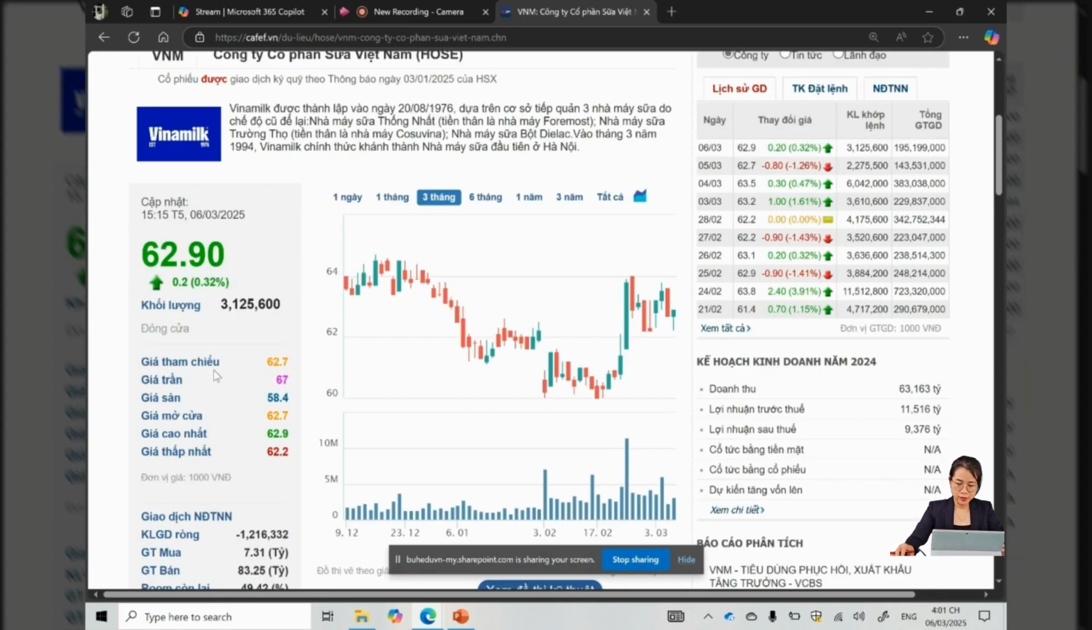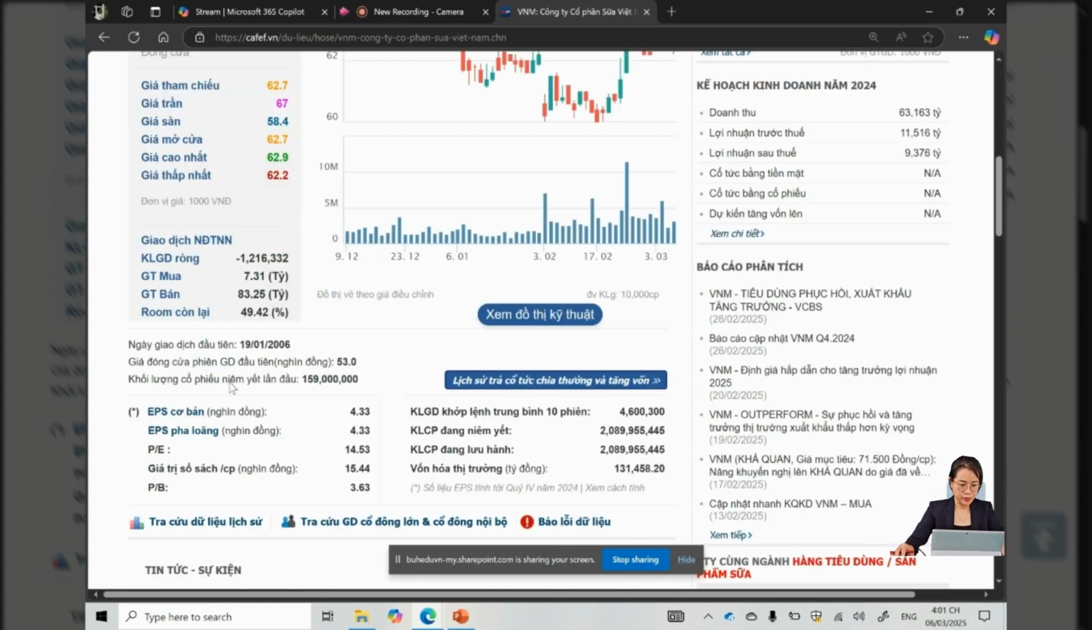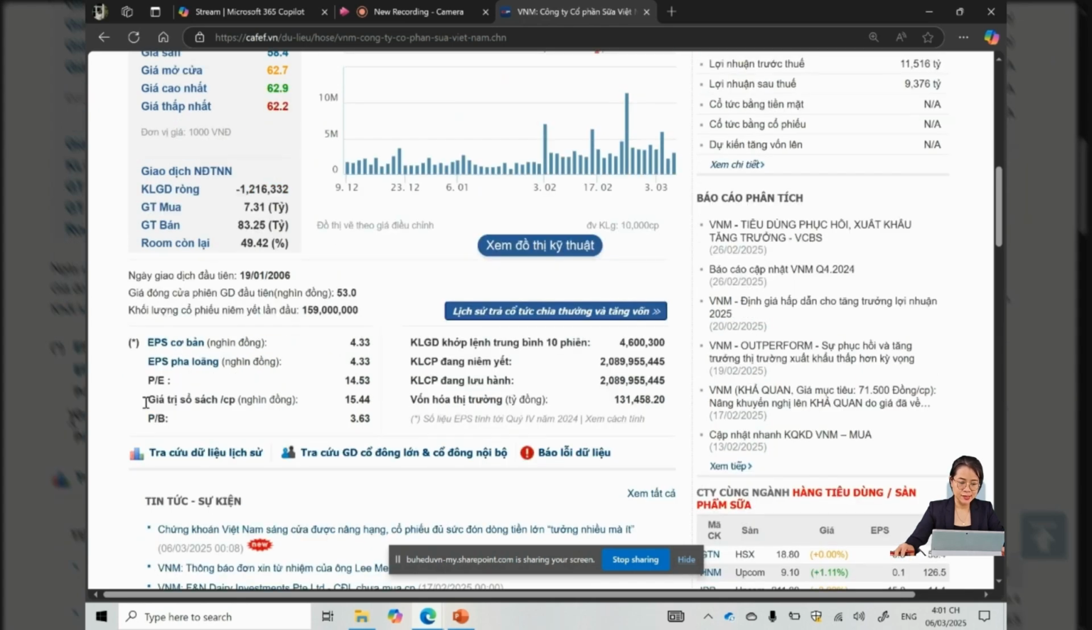And then when we scroll downside, we see another kind of value. We have giá trị sổ sách trên cổ phiếu. Yes, it's 15,440 đồng per stock. And how do we get this number?